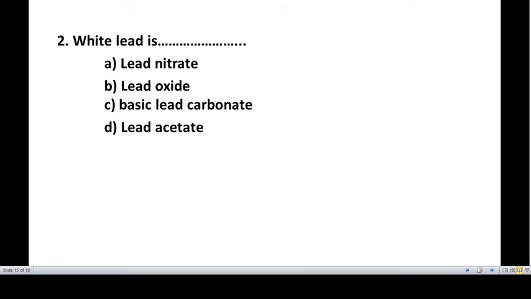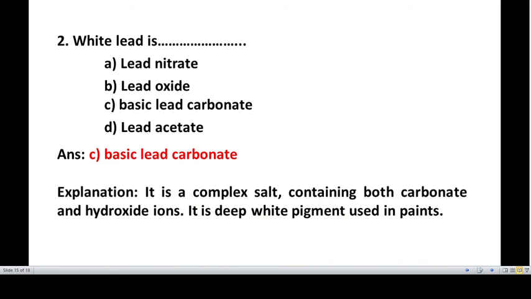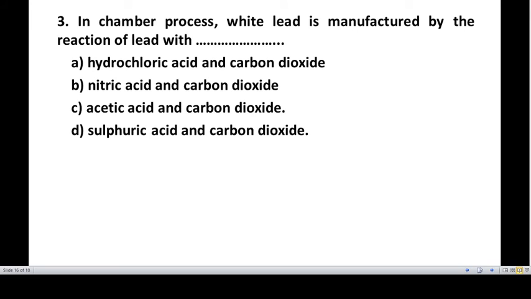And the second question is, white lead is dash, and the options are lead nitrate, lead oxide, basic lead carbonate, and lead acetate. The correct answer is basic lead carbonate. It is a complex salt containing both carbonate and hydroxide ions. It is a deep white pigment used in the manufacture of paints.